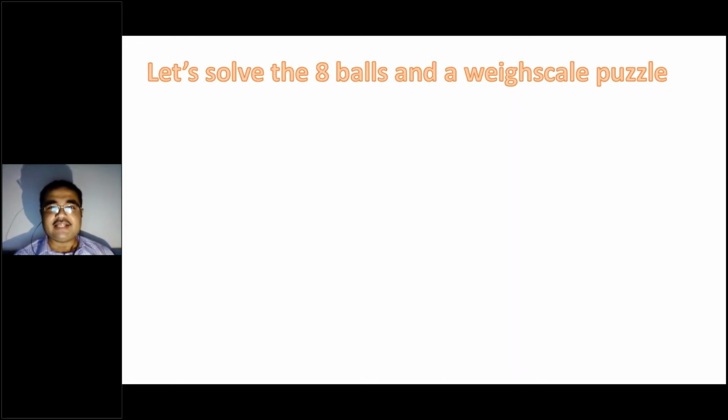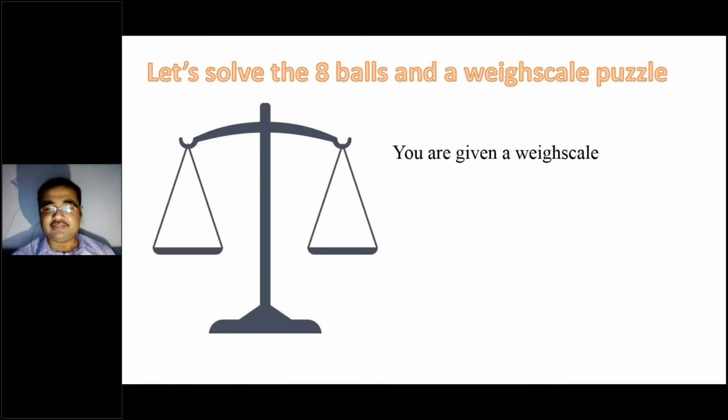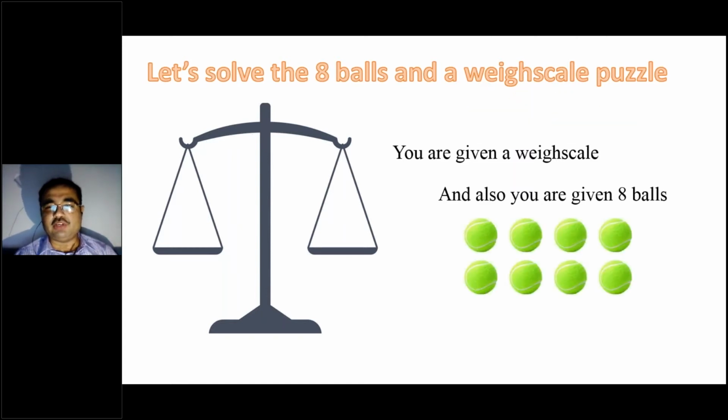What is that? The 8 balls and a weighscale puzzle. And what does that read? You are given a weighscale. A machine like this. Now, this machine can detect the heavier weight or the lighter weight so easily when you put weights on both its sides. You are also given 8 balls. These are the 8 balls given to you.